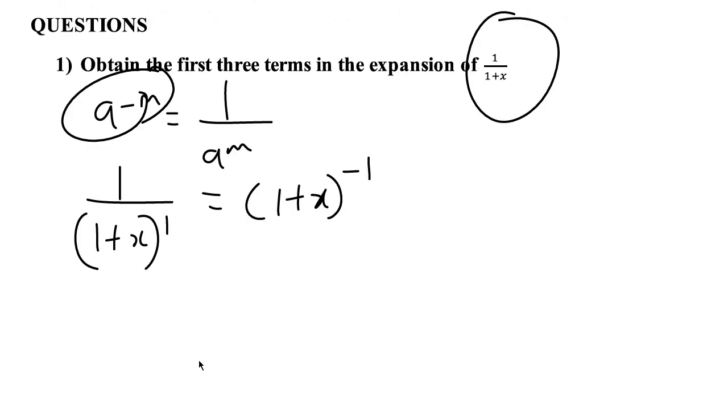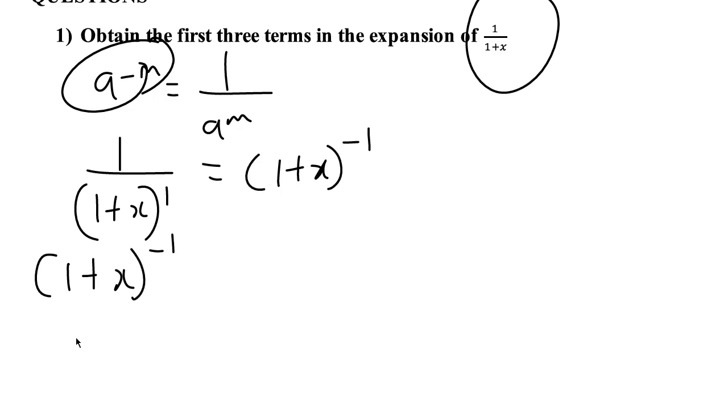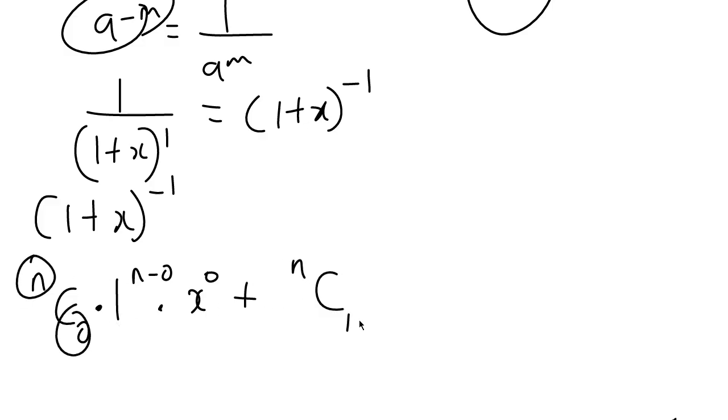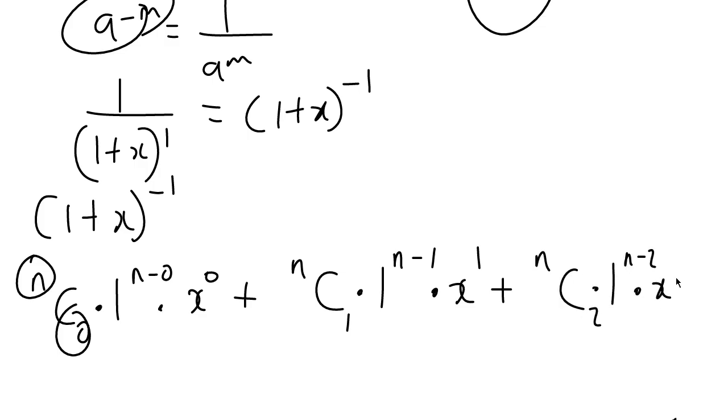If you have not watched part 1 of this theorem, please do well to watch it so that you can have a clear understanding in case of any doubts or questions. Right? So we have 1 plus x to the power negative 1. Starting from n combination 0, we're going to have n combination 0, 1 to the power n minus 0, x to the power 0, plus n combination 1, 1 to the power n minus 1, x to the power 1, plus n combination 2, 1 to the power n minus 2, x to the power 2, right?